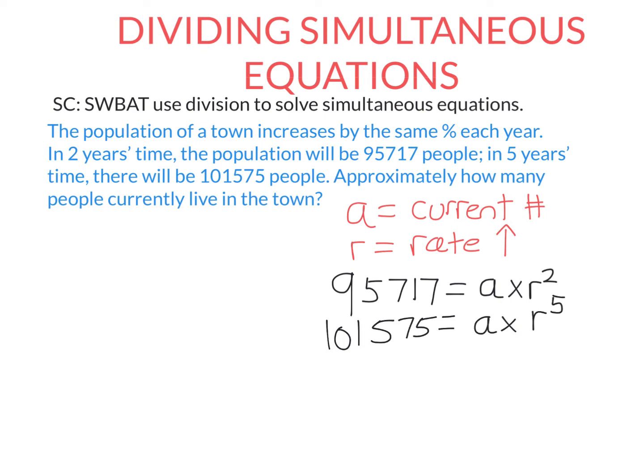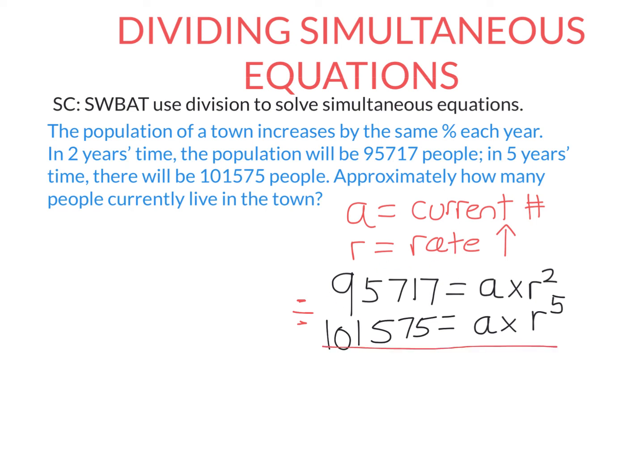Now, if I want to solve for A and R, I can't add together the two equations or subtract them. It won't eliminate one variable. What I can do, however, is divide one equation by the other, and get rid of the A's because A divided by A is 1. Now, just to make things easier, I'm going to go this divided by this.